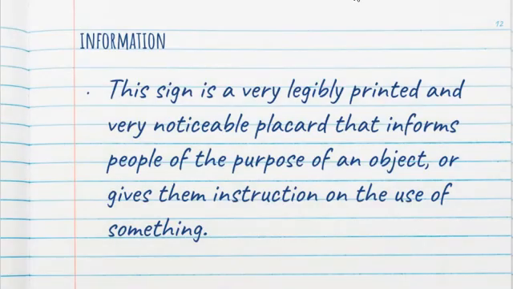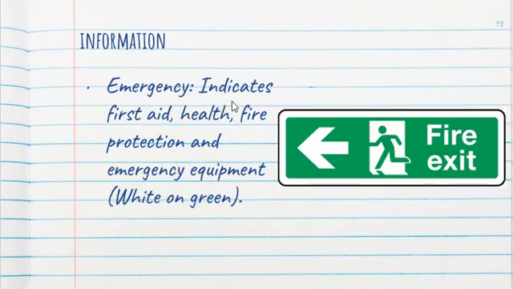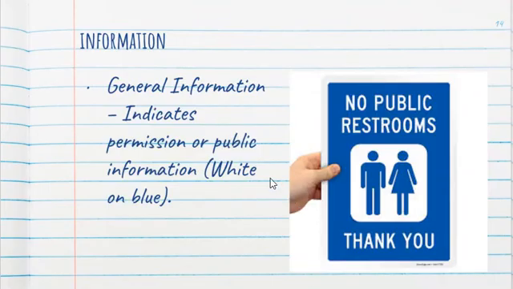Then we also have the information sign. This sign is a very legibly printed and very noticeable placard that informs people of the purpose of an object or gives them instruction on the use of something. So an example of an information sign is this one, the emergency sign. It indicates first aid, health, fire protection, and emergency equipment. They are usually white on green. Okay. Another information sign is general information, which indicates permission or public information. It's usually white on blue.